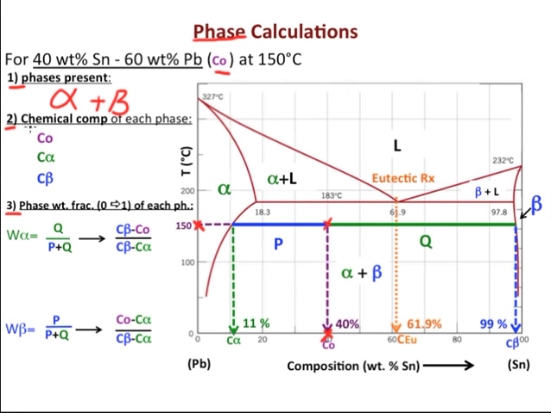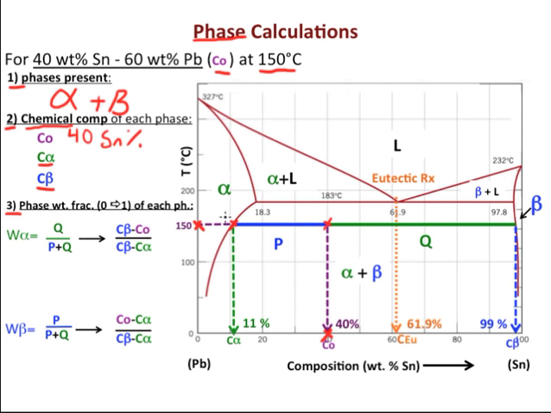Now we need to find the chemical composition of each phase. We know our overall composition is 40%, so 40% tin. Remember, we're talking in terms of tin. Now we need to find our composition of alpha and composition of beta at our given temperature, 150 degrees. So, just like we did before with the eutectic temperature, we're going to find the composition of alpha by going over from the y-axis to this point right here, the solubility limit of tin in alpha at our given temperature, which will give us our composition of alpha in terms of tin.